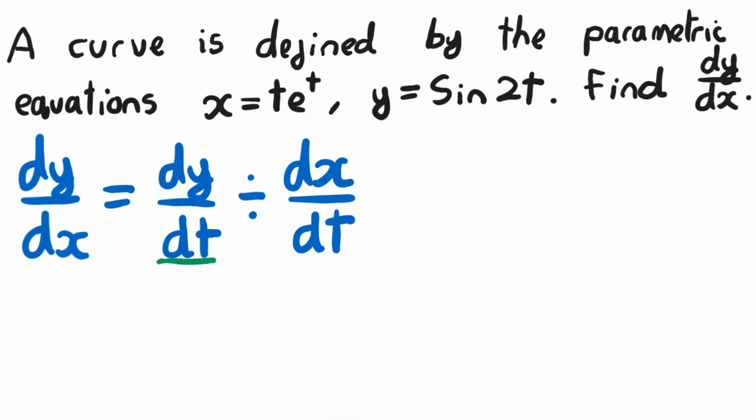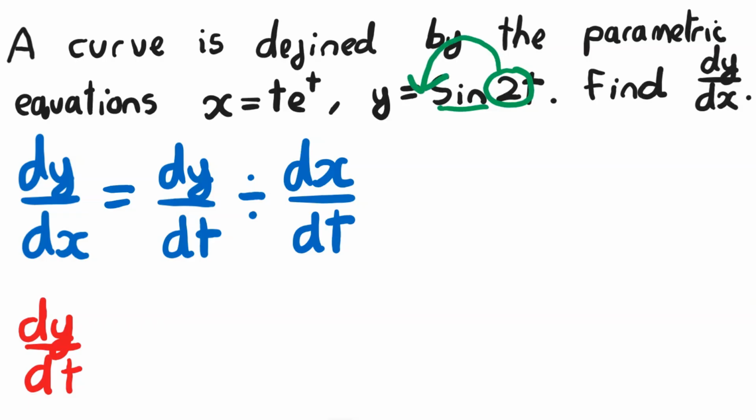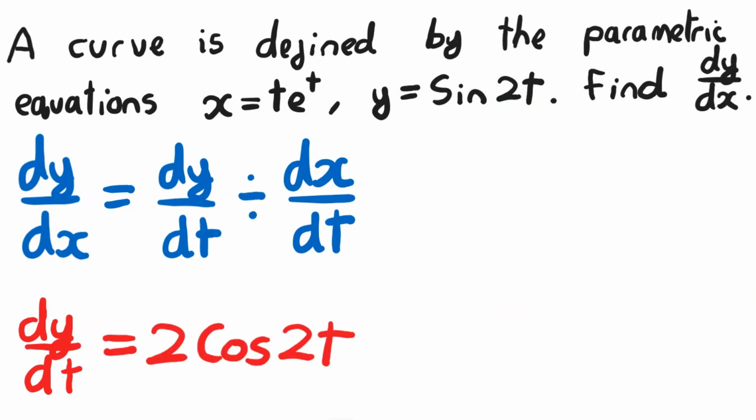So if we start with dy over dt, we need to differentiate this here. So remember how to differentiate this here. Firstly, when you differentiate sin, it becomes cos, but also remember that when you have a 2 in the trigonometric function here, it comes to the front as a coefficient. So when we differentiate this, it's going to become 2 cos of 2t. So that's dy over dt. And then dx over dt is going to be this differentiated.